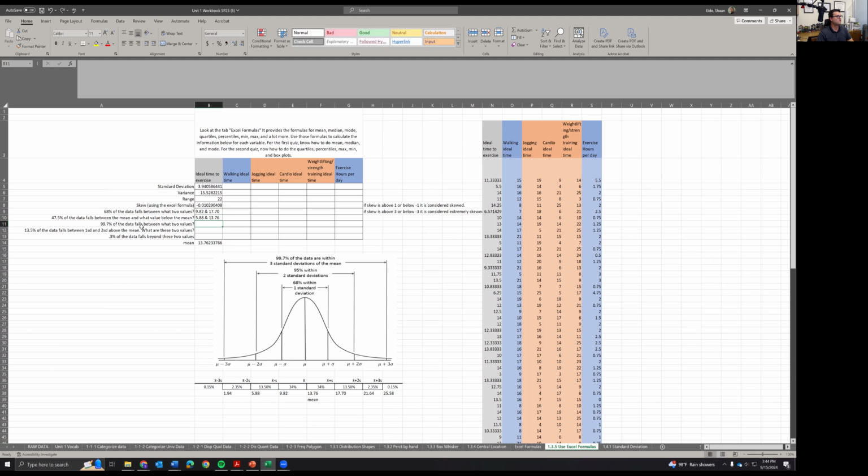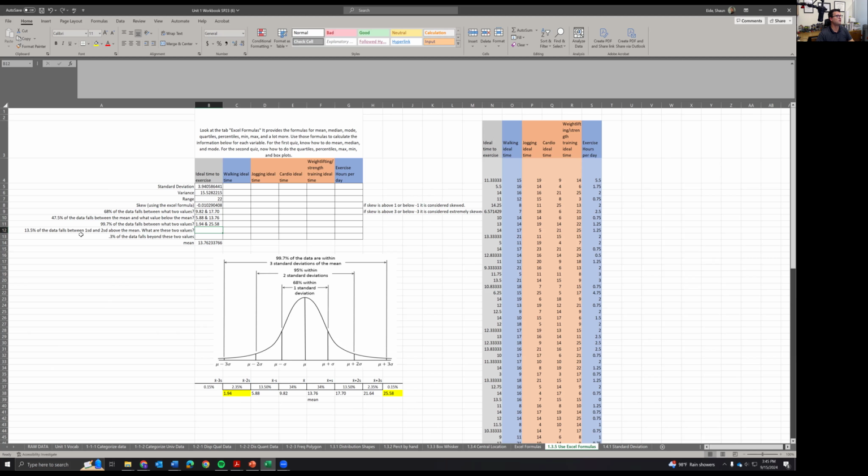And then 99.7% of the data falls between what two values? Well, you notice right here it says 99.7% of the data falls within three standard deviations of the mean. So we look at three standard deviations above the mean and three standard deviations below the mean. And 99.7% of the data falls between 1.94 and 25.58, which also means that there is 0.15% of the data that's below 1.94 and 0.15% of the data that's above 25.58. But for this answer, we're just going to put 1.94 and 25.58.